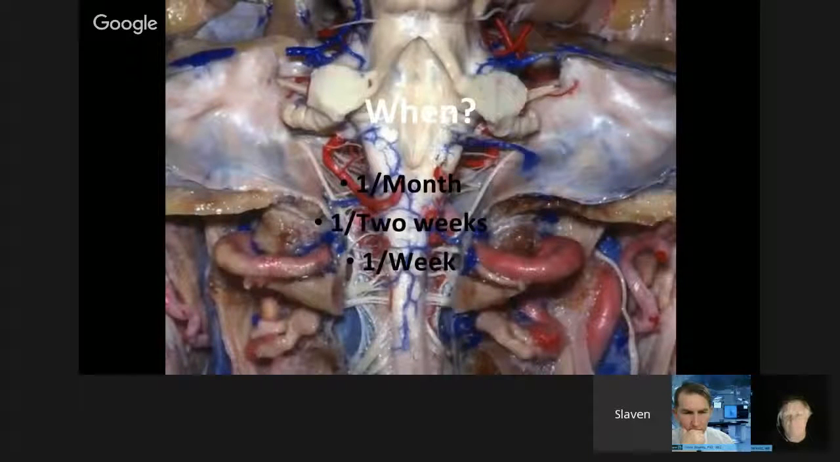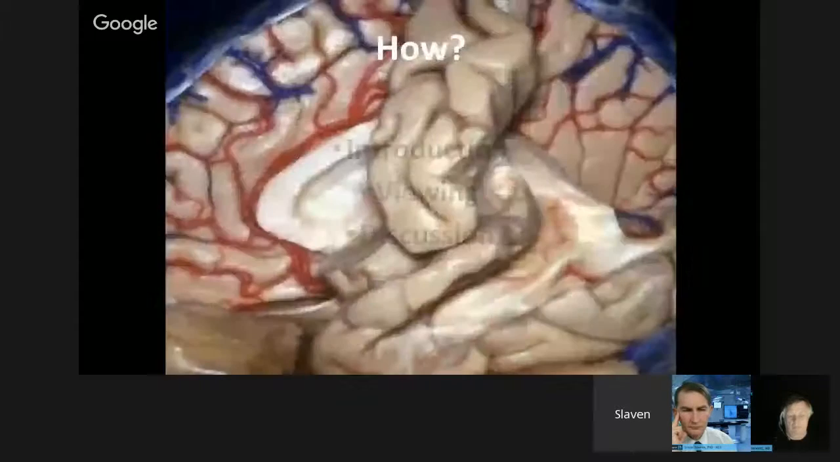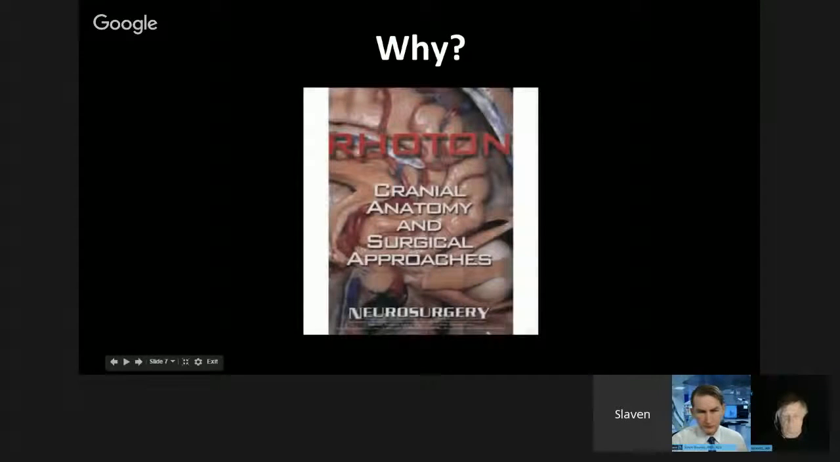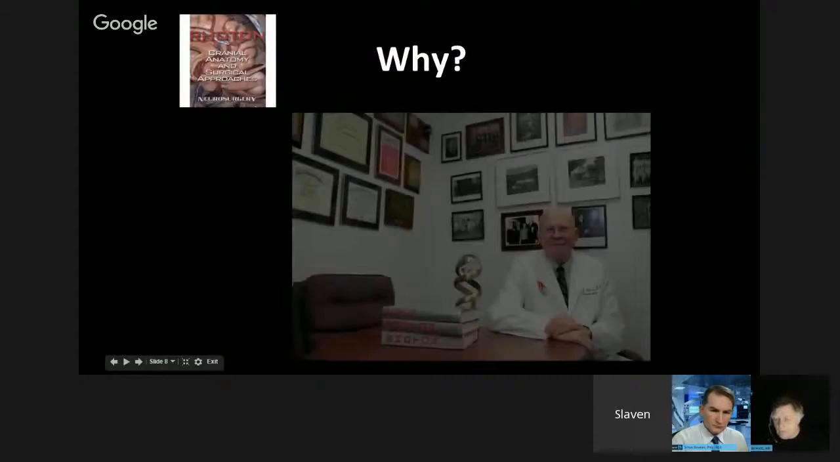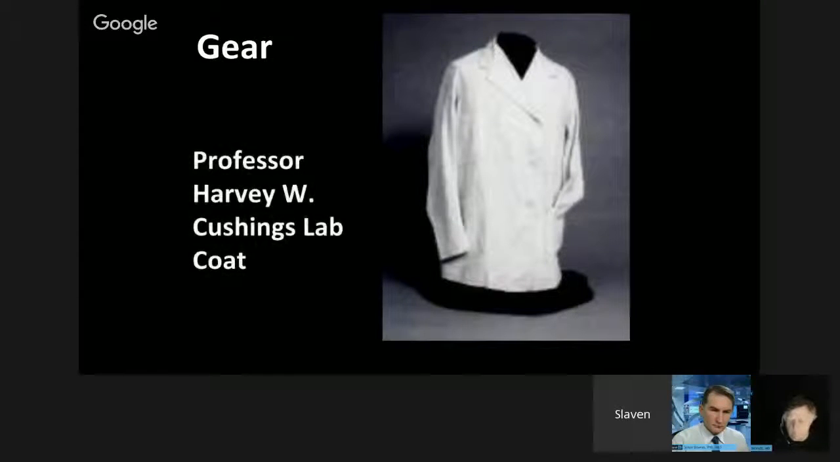So this was the initial setup. Should we meet once per month, once in 2 weeks, once a week? Once in 2 weeks was the chosen frequency. And this was the place where it all began. We are trying to view neurosurgery and neuroanatomy through introduction, viewing and discussion. With this, we are trying to develop our knowledge and understanding of neurosurgical procedures and how operations and neurosurgical thinking are done. So this is just one of the things that the students will need.